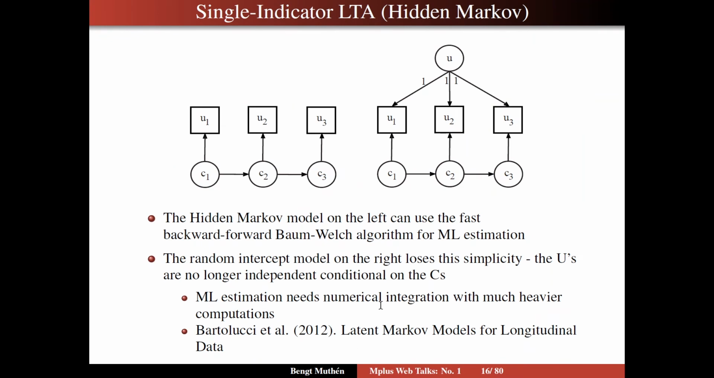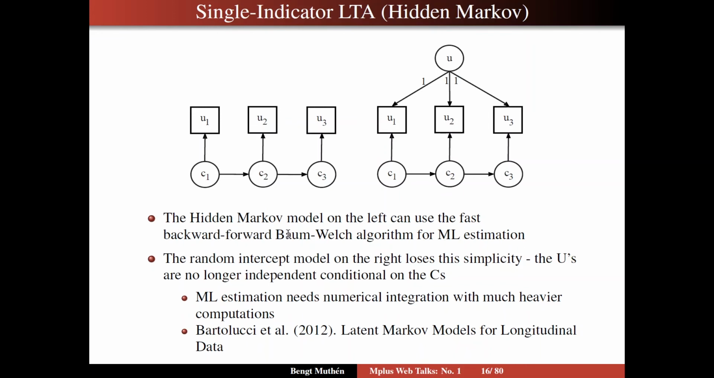Now, on slide 16, going back to the single indicator LTA, that is the hidden Markov model here, we have learned that what it really should look like is like on the right, adding a random intercept influencing all time points, a time invariant effect, a time invariant variable. And that has not been very much used, however, in hidden Markov modeling.